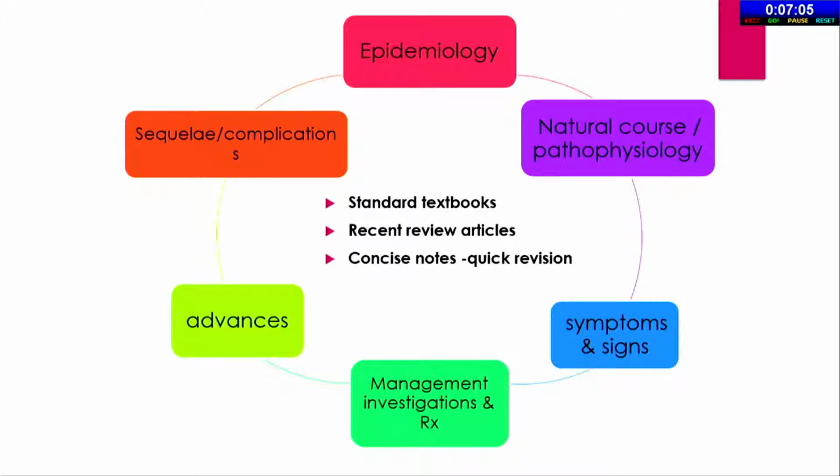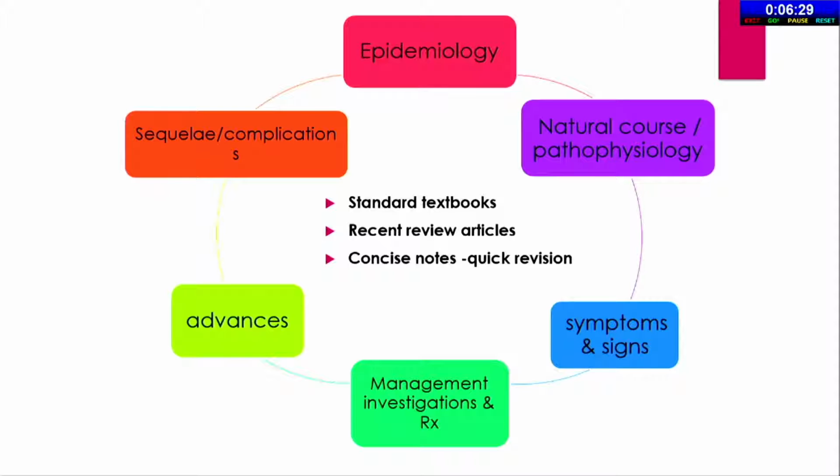Start from epidemiology; the natural course and pathophysiology should be known to you. Symptoms and signs many times overlap between different conditions. Most corneal conditions will have similar symptoms and signs. You read about ulcer, you would have almost similar for the dystrophies, degenerations and inflammatory conditions, similarly for the retinal pathologies. Management includes the investigations and treatment, and also the differential diagnosis, of course. You must know about the recent advances, and the sequelae and the complications.